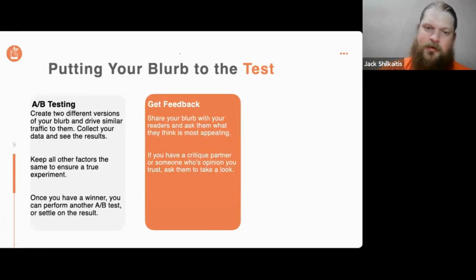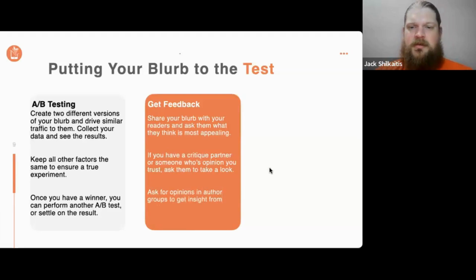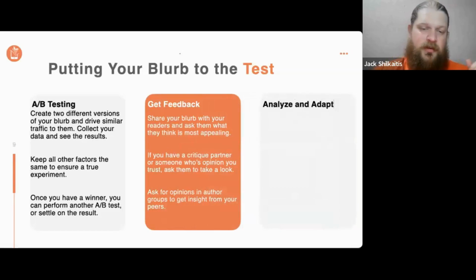If you have a critique partner or someone whose opinion you trust, maybe somebody that you know who's marketing savvy or that sort of thing, obviously you can ask them to take a look. But another great resource for you is to ask the opinions of other authors in author groups. Things like we have, for example, the BookFunnel authors only group. There's lots of other Facebook authors groups out there. You can put your blurb out there, put your book description or tagline out there, ask for feedback, and get insight from your fellow peers.